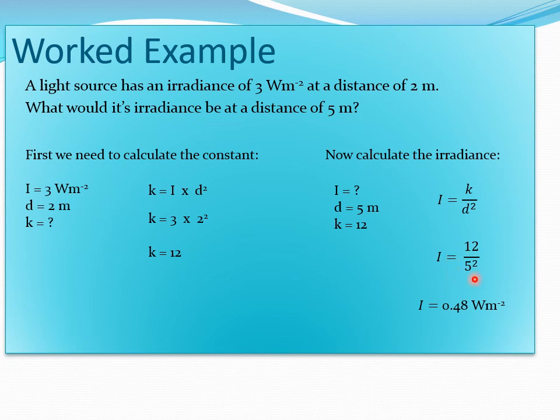Please don't forget to square your distance. I see that quite a lot, just people making silly wee mistakes. Also, use your common sense here. It's increasing its distance, so it's getting duller. It's going to be dimmer. So you're expecting your irradiance to be smaller than it originally was. If you have a higher irradiance, you know you've done something wrong.